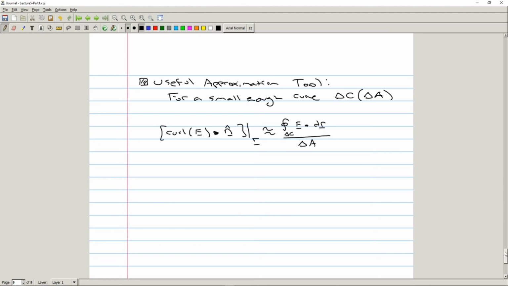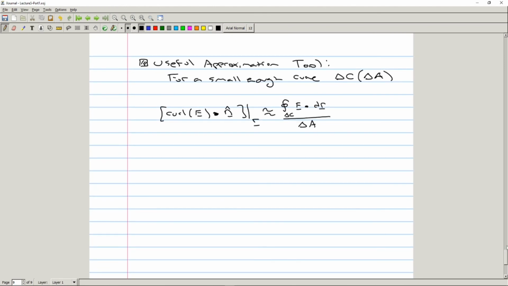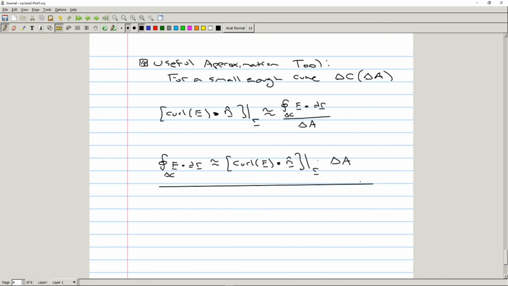Which means that for small enough delta A and delta C, the circulation around a curve is approximately equal to the curl at some point times the area delta A, where delta A is the surface bounded by delta C. So this is a useful approximation very often if you want to, say, approximate a circulation, and will definitely be useful in your homework and the web work.